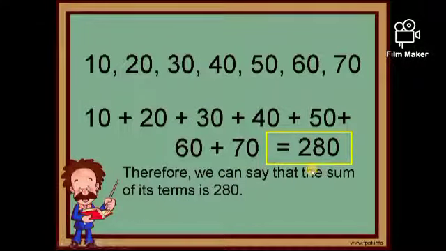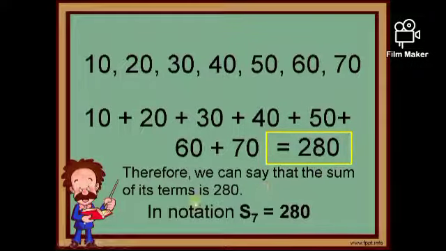Now, in mathematics, there's a lot of notation. So, there's a notation for the sum. In notation, S sub 7, meaning the sum of the 7 terms of this sequence, is equal to 280. So, the sum of the 7 terms of this sequence is 280. Okay, so in general, it should be S sub n.